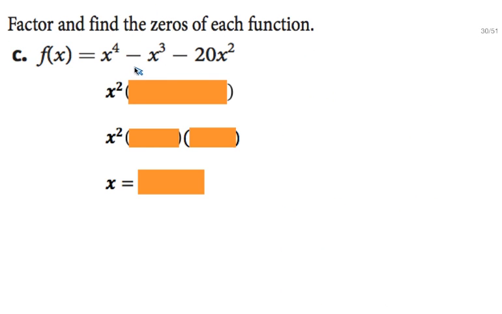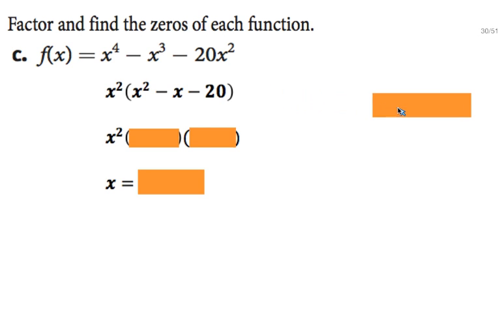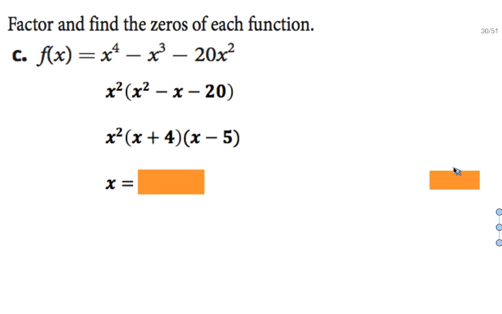Let's look at C again. Notice that we are not grouping these, but we're just getting our greatest common factor, which is x squared. And when I pull out an x squared from each of these, the x to the fourth becomes x squared, and x to the third becomes x, and then the 20x squared is just going to be 20. And now I have a quadratic here, and we've seen this one before.